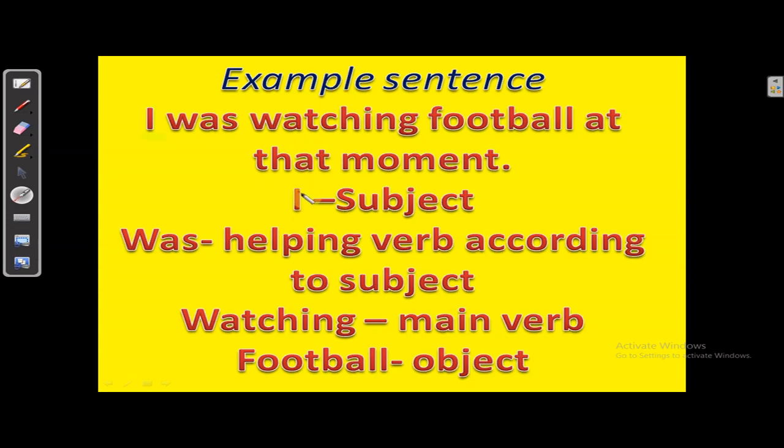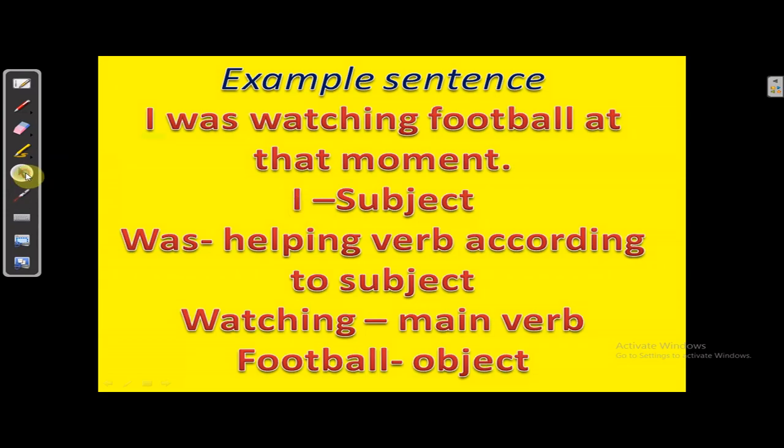But what I mean to say by this past continuous example is that, accordingly, for the subject I we use was as a helping verb, because we mentioned that was and were are to be used as helping verbs in the case of the past continuous tense. Watching is our main verb, which is V1 plus ing, which is the present participle, we say. And football is our object in the sentence, and the rest of the statement can be written as it is. But we'll talk about the different uses for sure.